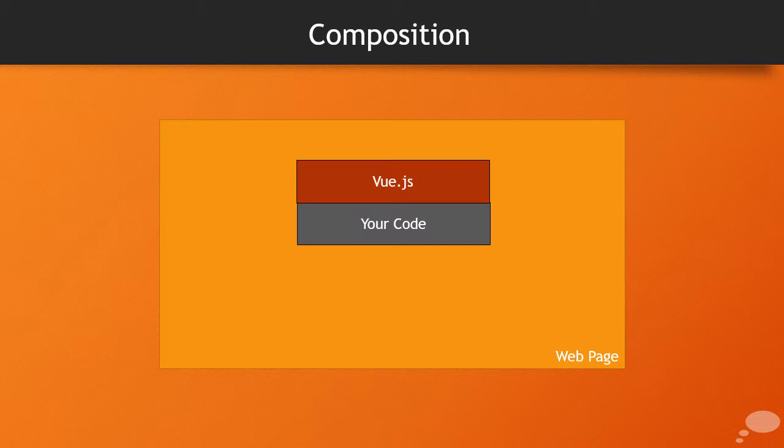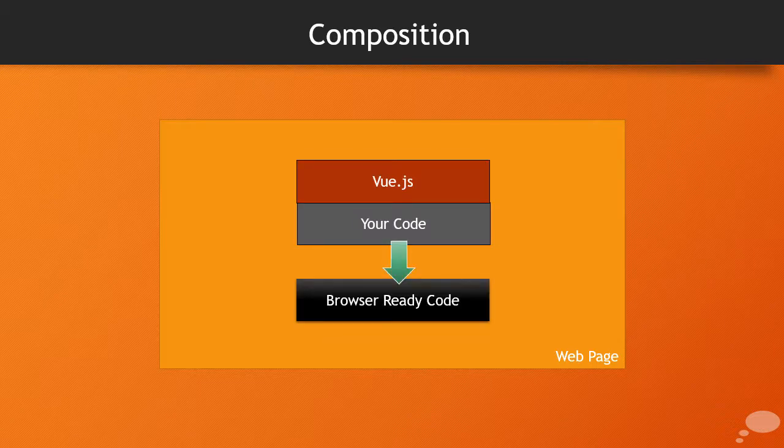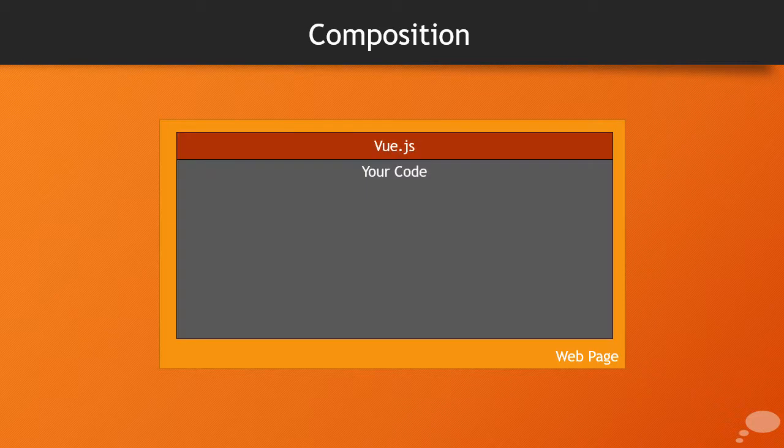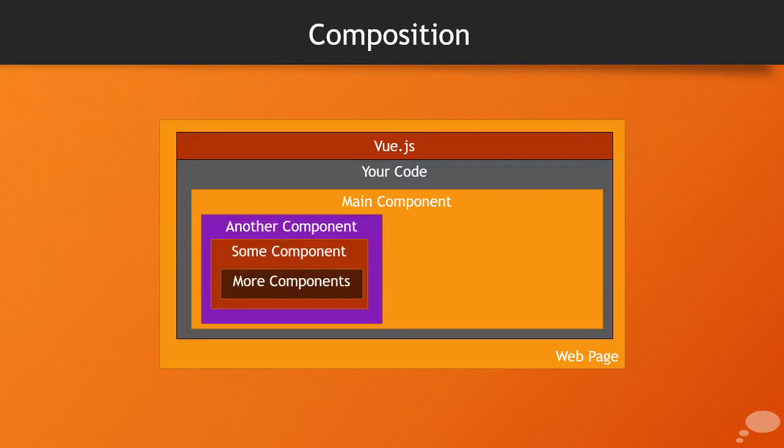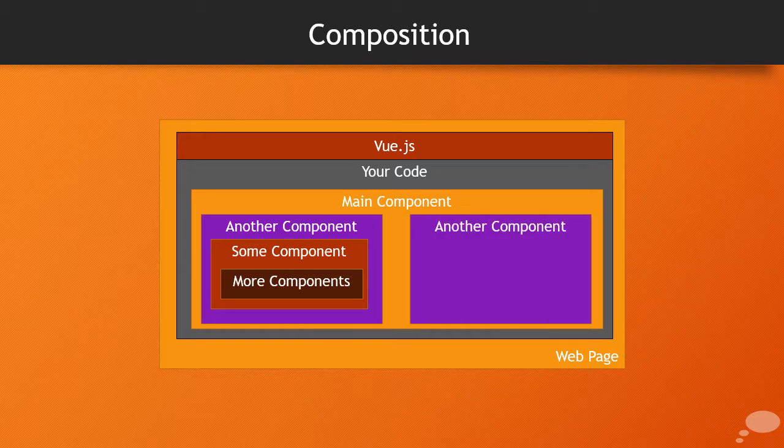Earlier in the course, we talked about composition in using Vue.js as well as your code, allowing you to use browser-ready code to build web pages. When I talk about composition, I'm really talking about something a little deeper. In this case, I'll talk about Vue.js and then your code that's going to be using Vue.js, and you're going to be building components, sometimes main components that represent the entire web page, and then using other components that can contain other components that can contain other components. And even other parts of the main component might have other components and more components, and these can even be multiple uses of the same components.